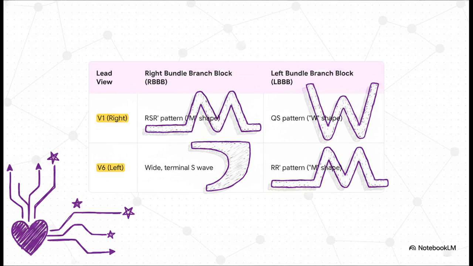This table is a great little cheat sheet for telling the bundle branch blocks apart. For a right bundle branch block, look at lead V1. You'll see that classic R-SR' pattern, which looks kind of like an M. Then, if you look over at V6 on the left, you'll see a wide, slurred S wave. For a left bundle branch block, it's the opposite. In V1, you get a deep, wide QS pattern that looks a bit like a W, and over in V6, you get a broad, notched M shape.